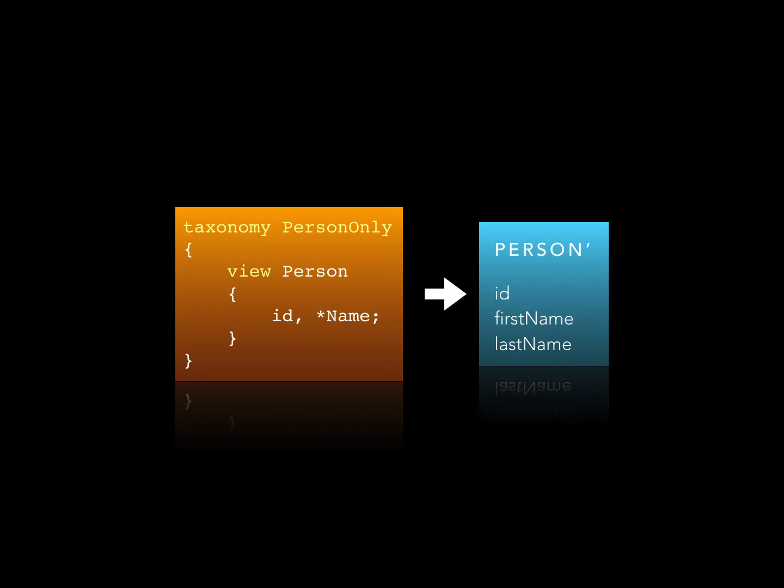Now, rather than listing members individually, you can use the wildcard operator to select a set of members. For example, here, asterisk name matches the properties first name and last name. The set of selectable members is defined as the set of person's declared members and does not include any inherited members.